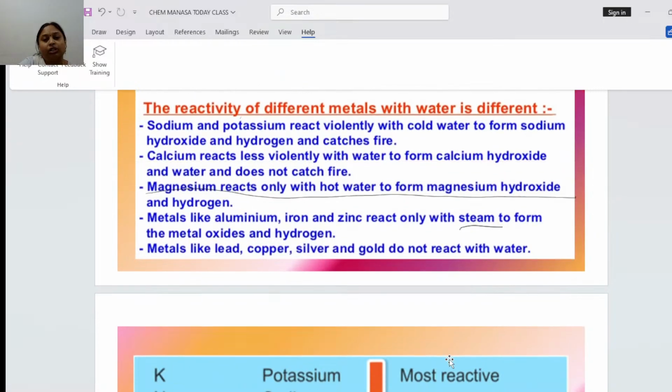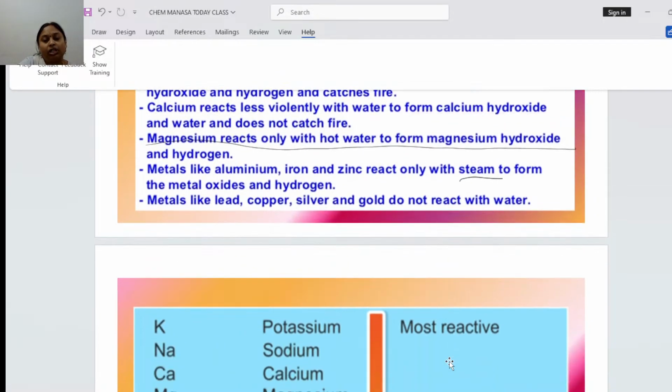And aluminium, iron and zinc are the least reactive metals compared to magnesium, calcium, sodium and potassium. These react only with steam to give the respective metal oxides. These are the amphoteric oxides. Metals like lead, copper, silver and gold don't react with water. That's why gold and silver are used to make jewelry.